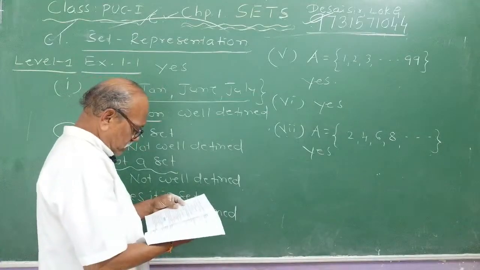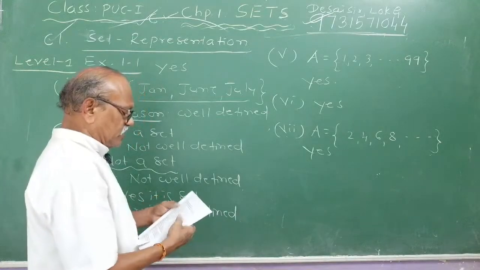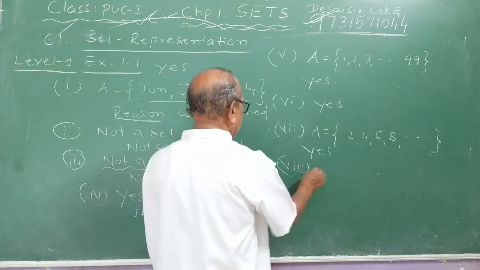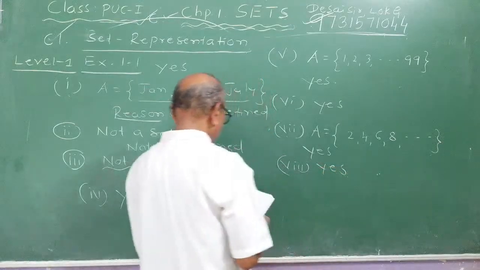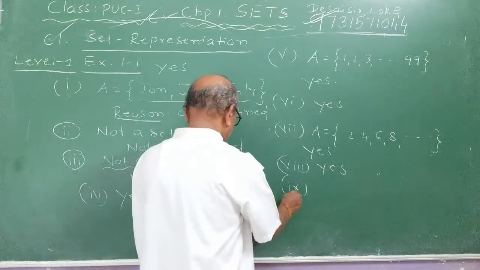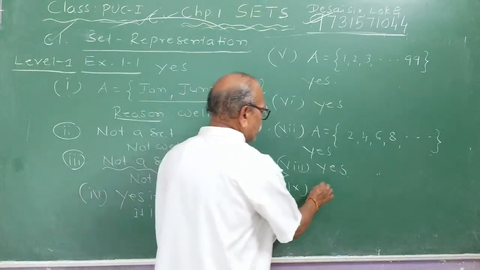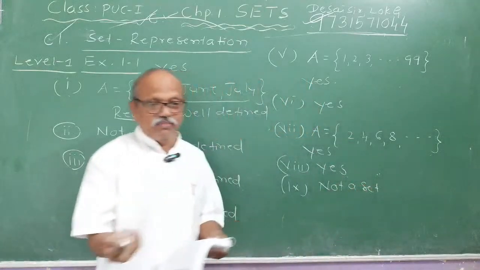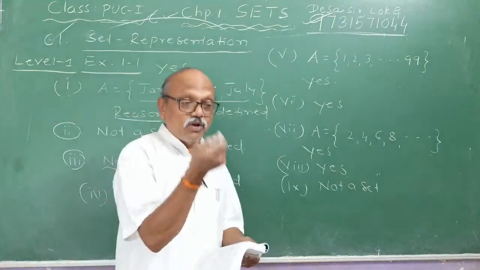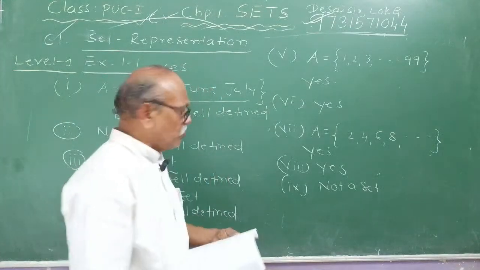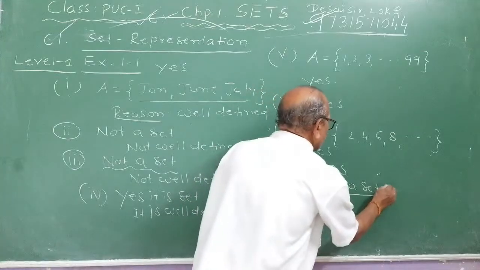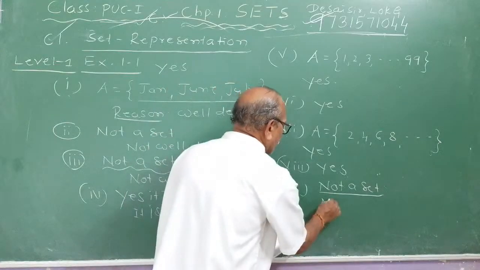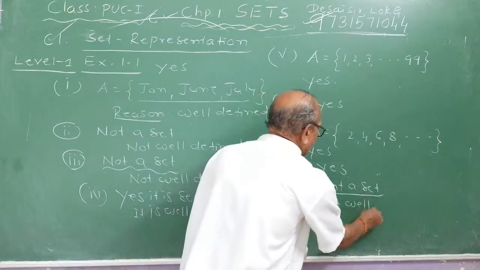What about eighth one? A collection of questions in this chapter. Questions in this chapter. Eighth one. Is it a set? Yes, definitely it is a set. Ninth one. A collection of dangerous animals of the world. No, it is not a set. Why? Because we can't say which animals are. There are animals which cannot be seen with our eyes, right? Animals of the world. In the world, so there are many animals which is dangerous, which is most dangerous, we cannot decide. Therefore, not well defined. Reason is not well defined.